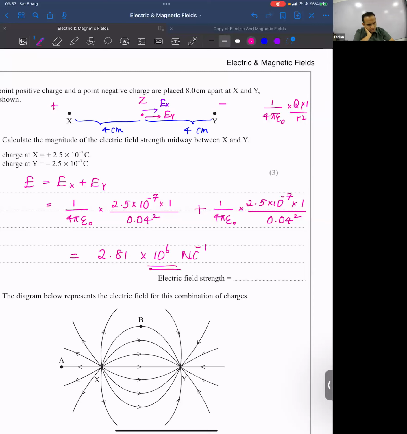Sign is different, you mean? Yeah, that's what we have. Any questions? Have you got this answer? 2.81 into 10 to the power 6 newtons per coulomb.